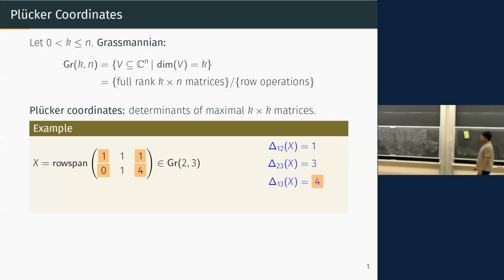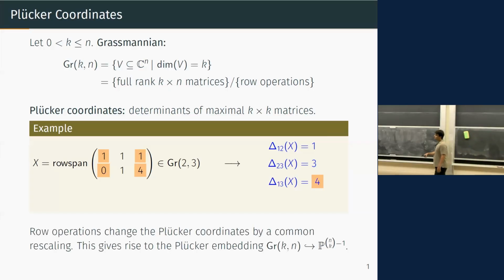It's easy to show that row operations will change all of the Plücker coordinates by a common rescaling. So this gives us an embedding into the projective space that Melissa talked about.